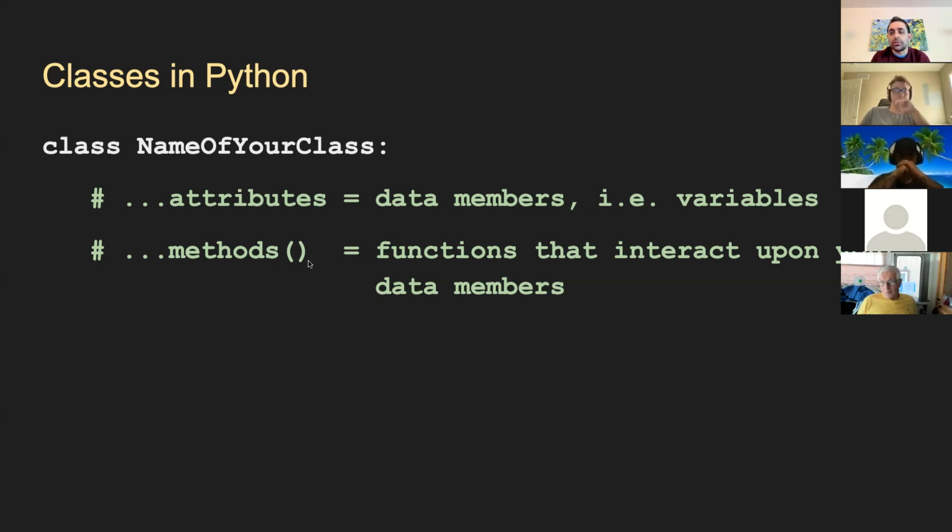So methods is just another name for functions. So we create functions. Hopefully we're familiar with functions in code. Methods is just a different name for functions that live within a class. So methods allow you to interact upon your data members, whether updating them, deleting them, doing whatever you need to do with your data members. All right, so that's basically it. Again, classes are pretty much that simple. You have data, and then you have functions that could update or manipulate that data.